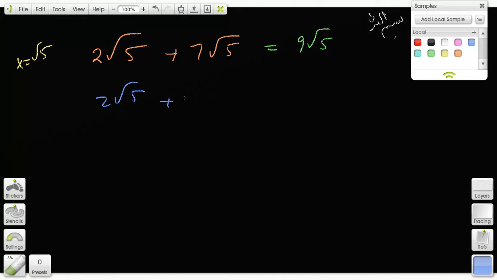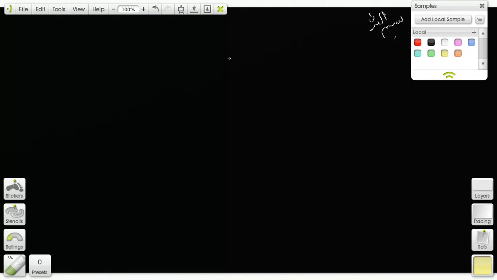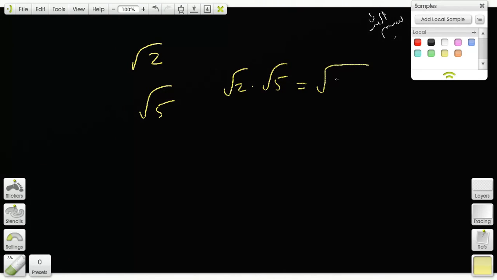Now watch. 2 square root of 5 plus 7 times square root of 3. So x is square root of 5, y is square root of 3. So this is 2x plus 7y. Can you add those? No. Do you follow that? They're not like terms. These are like x and y. You can't add them. Can you multiply them? Yes. What's square root of 2 times square root of 5? That's square root of 10. Do you understand that?